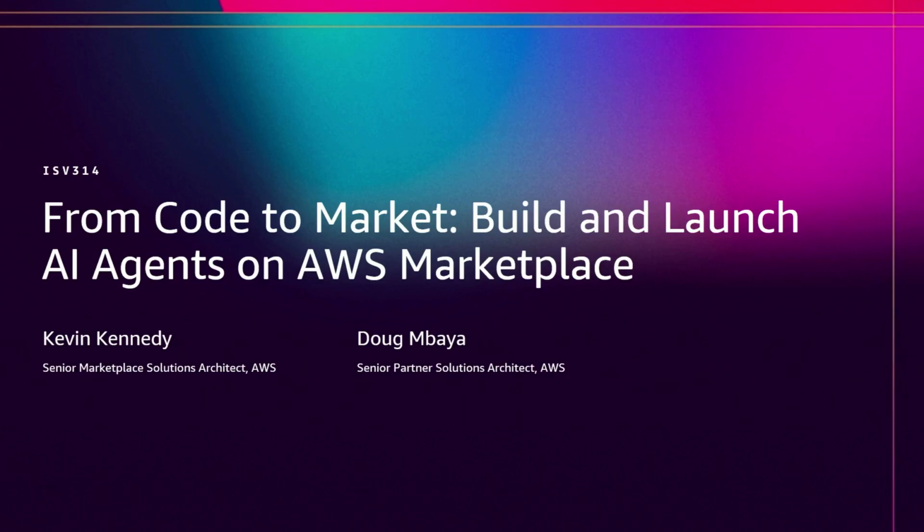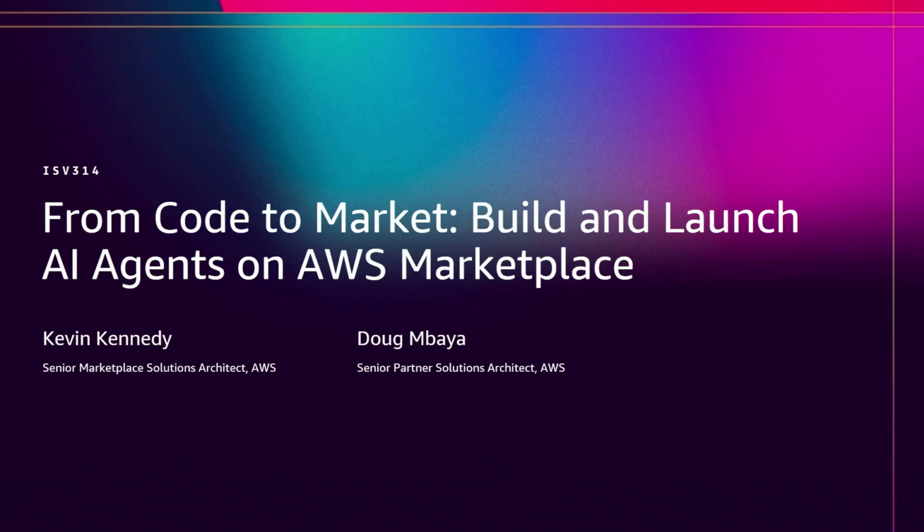So my name is Kevin Kennedy. I'm a Senior Marketplace Solutions Architect covering APJ. I'm joined by my colleague Doug. Hi, I'm Doug Bayer. I'm a Senior Partner Solutions Architect at AWS. I support ISVs in integrating with AWS services.